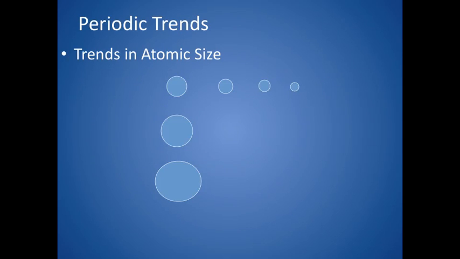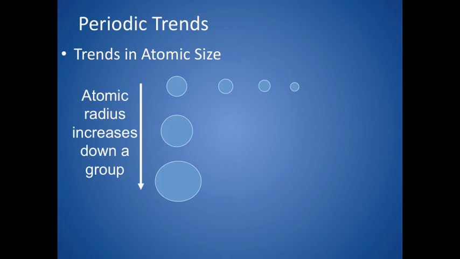This is actually a little bit of a schematic of the periodic table. What you can see is the bubbles representing atoms increase going down a group or down a family. So this would represent sodium, and then say potassium, and then further than that, say rubidium. Those are larger as you go down.